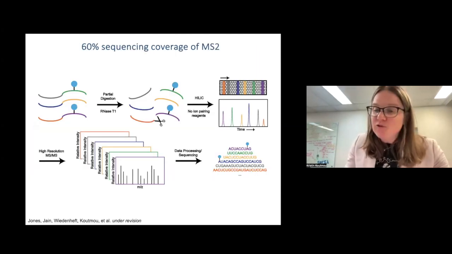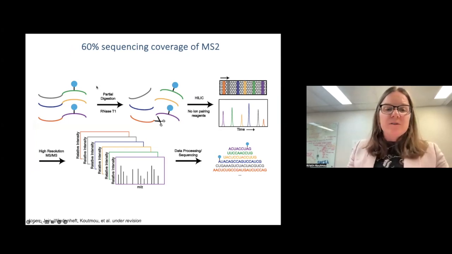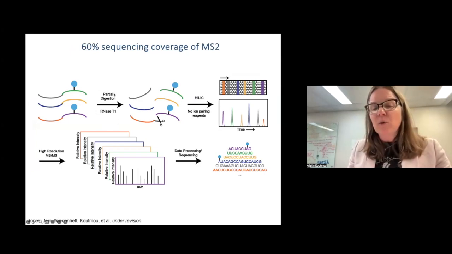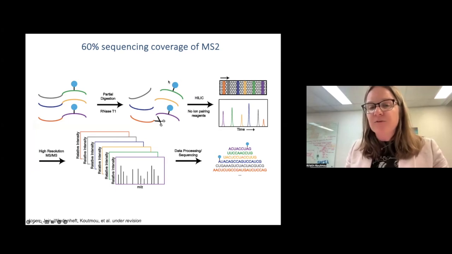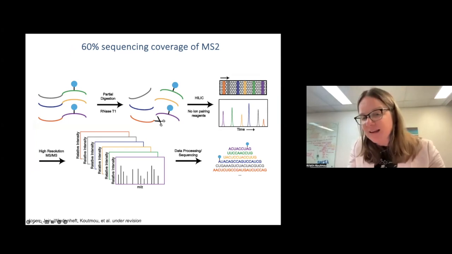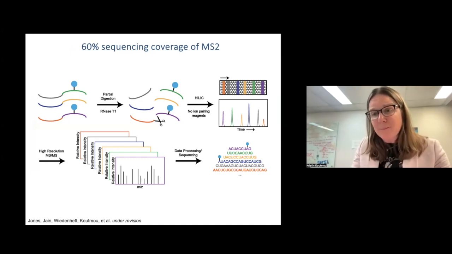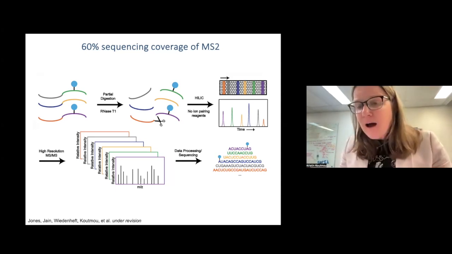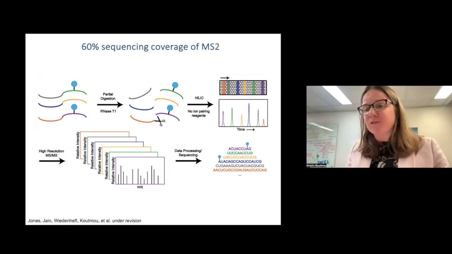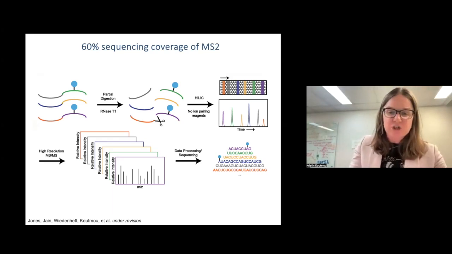We then went and directly sequenced our MS2 molecules by partially digesting MS2 with RNase T1, separating out the fragments by HILIC chromatography, and then sequencing them in a process that required no ion pairing reagents. And I just want to emphasize that I think that using no ion pairing reagents is a really important thing for the field to move towards doing, because it makes doing mass spectrometry accessible to the average biochemist like myself on a core instrument, as opposed to people who just have specialized instrumentation.